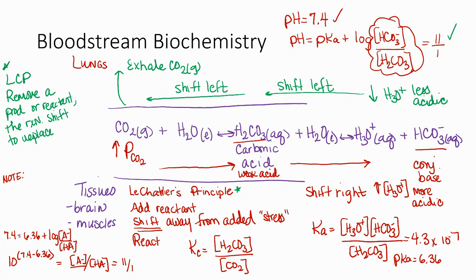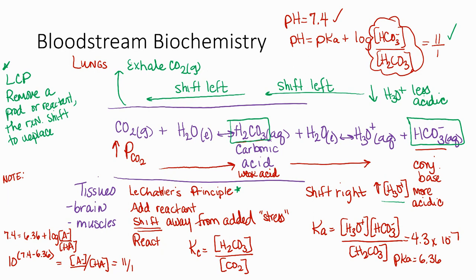So in a scenario all day long then, as we are walking around and doing cellular respiration, these reactions are shifting to the right in the tissue, shifting to the left in the lungs. When we have an exercise scenario, we put a stress on this buffer system. So the carbonic acid and bicarbonate, our buffer system, we put a stress on it because we make more H3O+ when we exercise. But we have to get rid of that. And the way we do that is by exhaling more CO2.